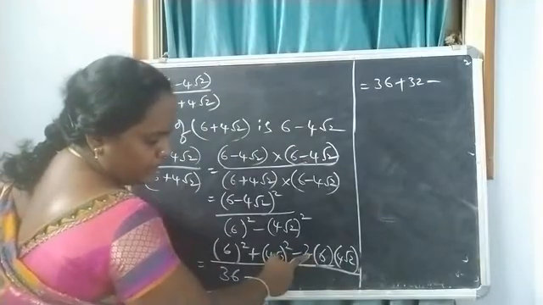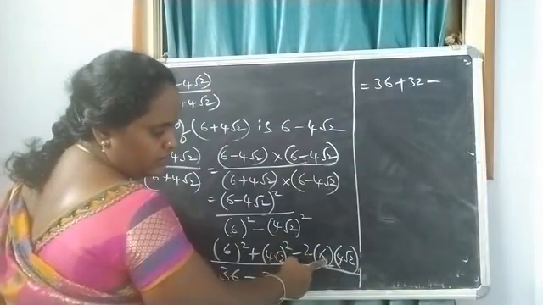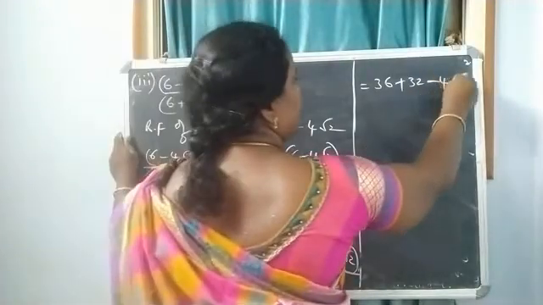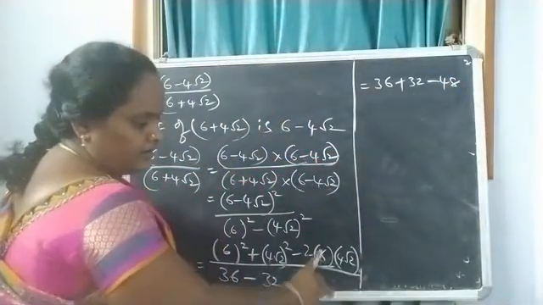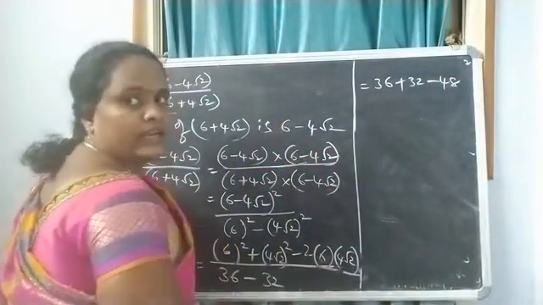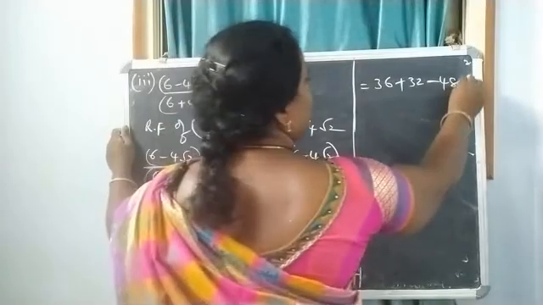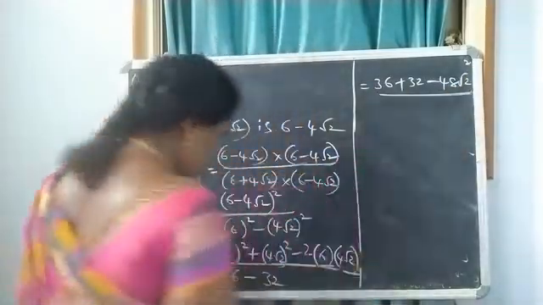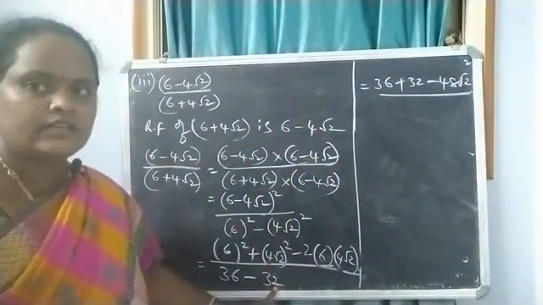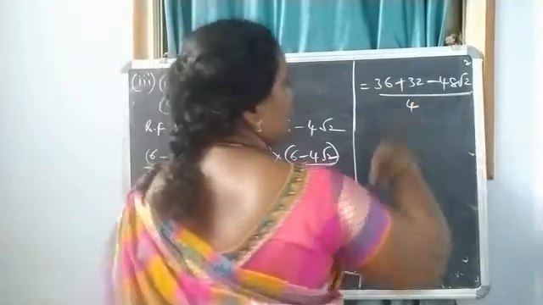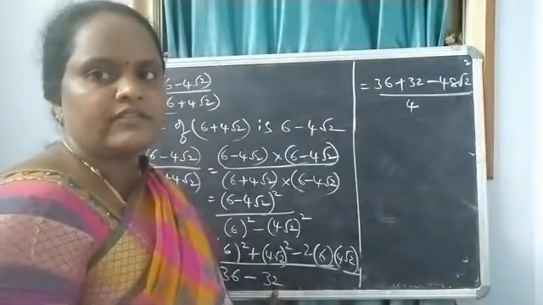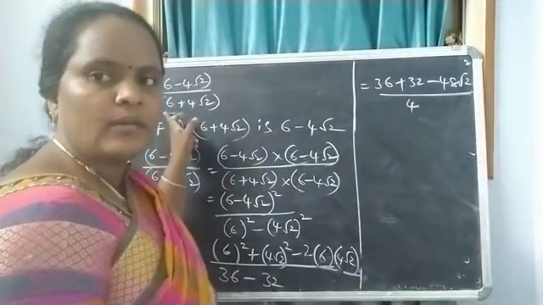So how to multiply here? 2 sixes are 12, 12 fours are 48. Multiply rationals separately and irrationals separately. There is only one irrational, root 2. So 48 root 2 divided by 36 minus 32. So how much is that? 4. So we got 4 as the denominator, which is rational. That means the denominator is rationalized.